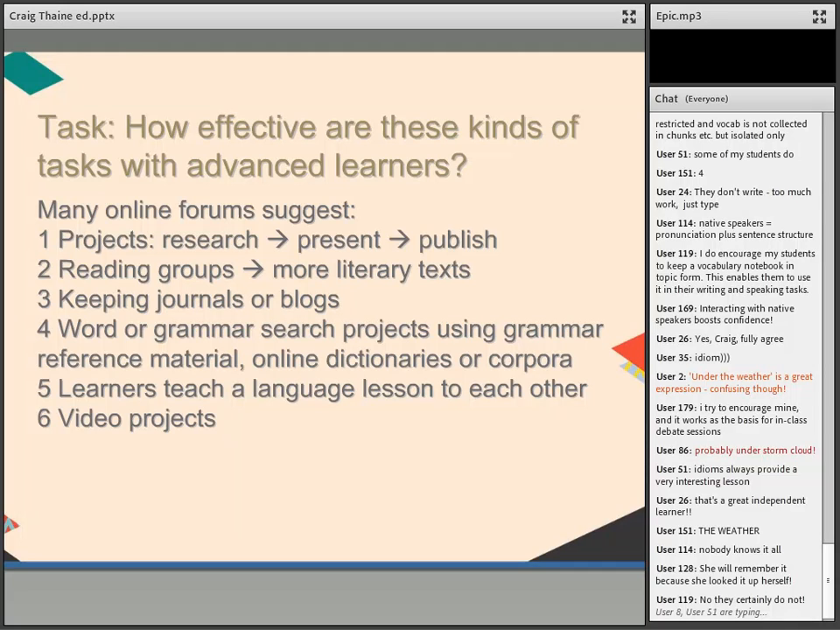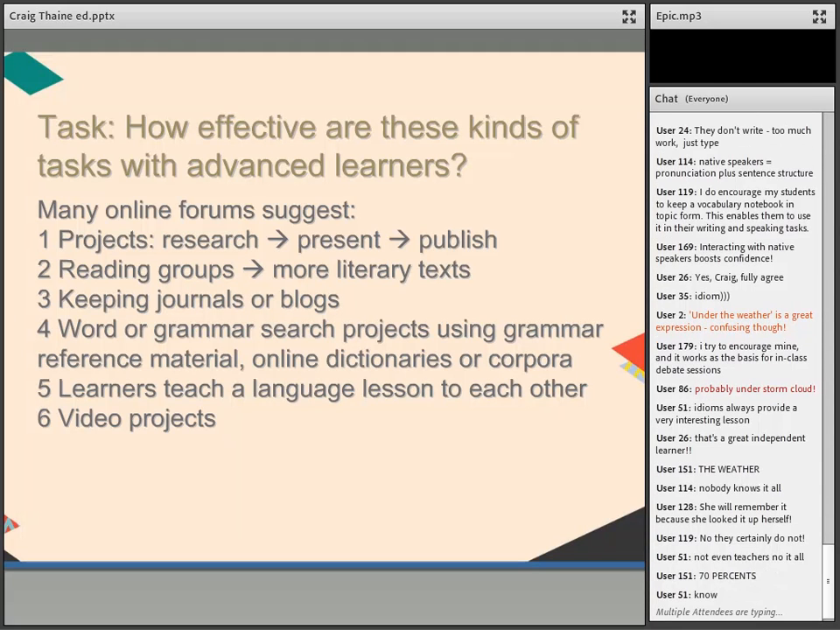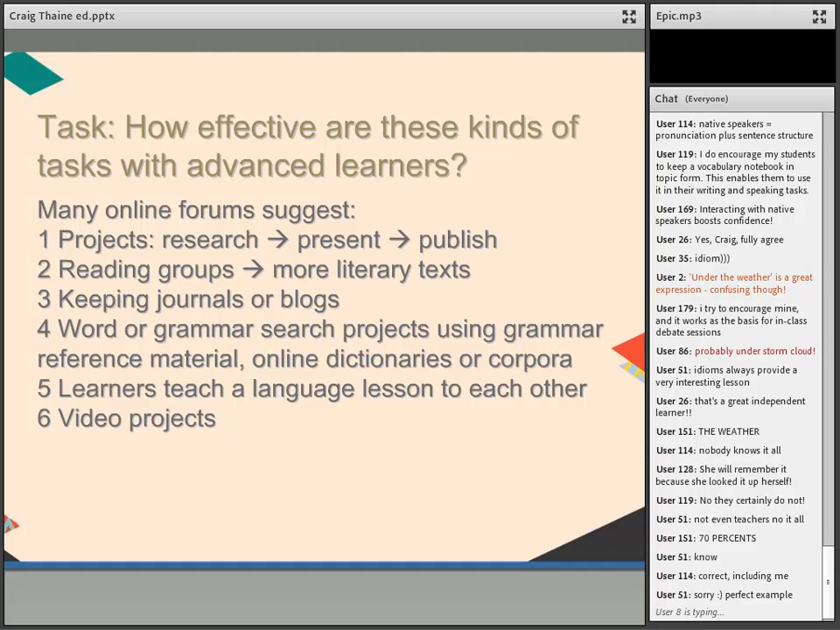Finally, I'd like to look at the methodology. So many online forums, if you go online and you look for hints of how to manage and teach advanced level learners, they will often look at these kinds of things. Projects, reading groups, keeping journals or blogs, word grammar searches, learners teach a language to each other, video projects. So I'd just be interested in your comments in terms of how effective you think these ideas are with advanced level learners.